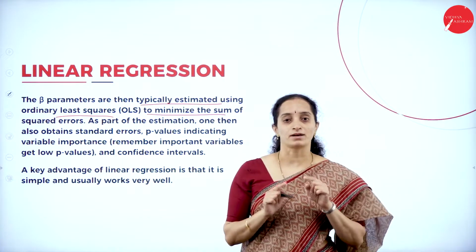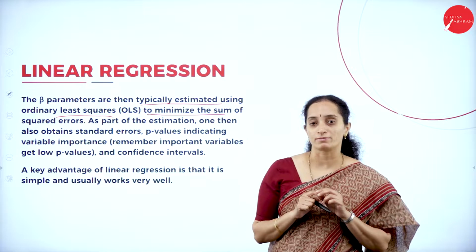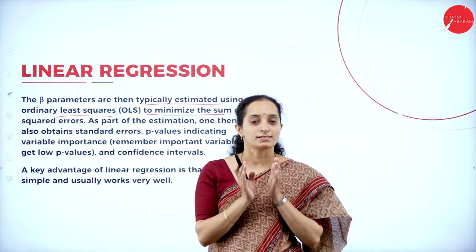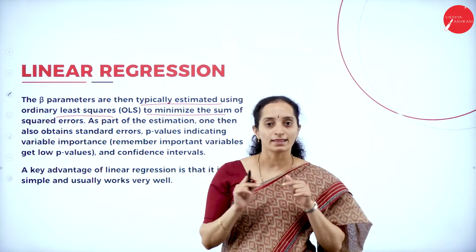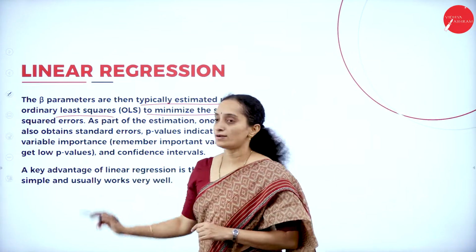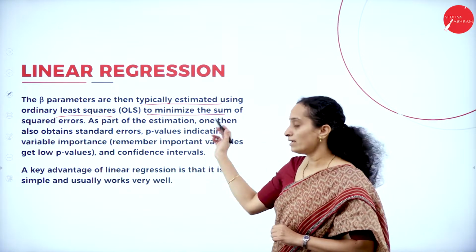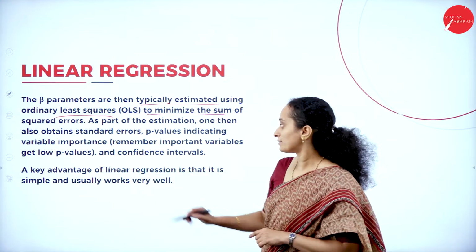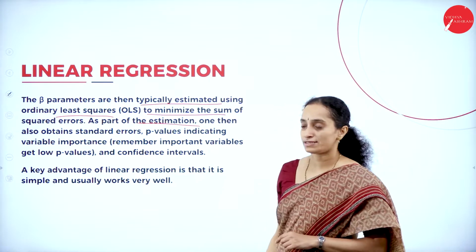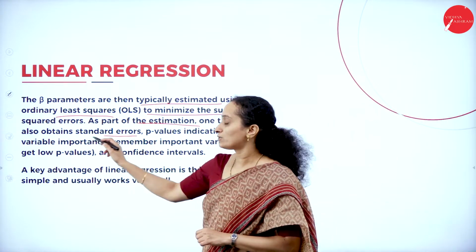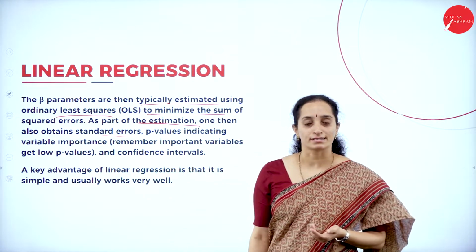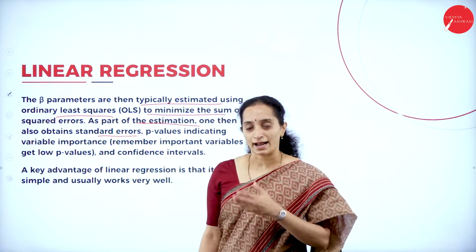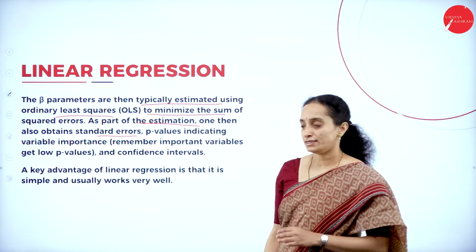Minimum number of squares or minimum size square will be taken so that only wanted or necessary data will be included in that square. So it is called the ordinary least squares, which minimizes the sum of squared errors. As part of the estimation, one then also obtains the standard errors. What are the standard errors that can happen while collecting data and making it a regression?